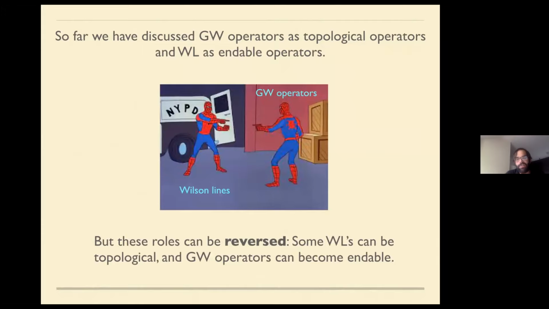But it turns out that one fun thing that we can do is reverse roles. So we can trade Gukov-Witten operators for Wilson lines and think of some of the Wilson lines as generators of a non-invertible symmetry, under which the Gukov-Witten operators are charged. And this is because there are some Wilson lines, not all of them, but some Wilson lines in some gauge theories, that are topological. So they generate this symmetry.